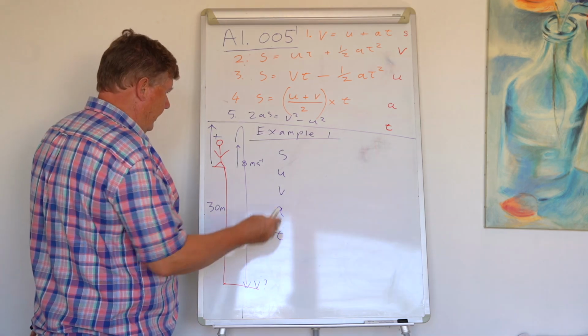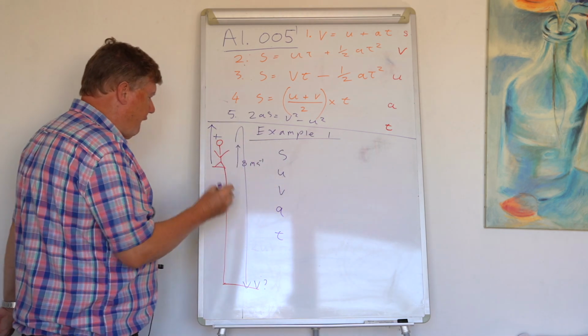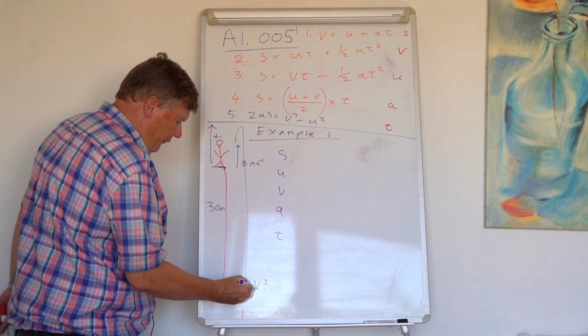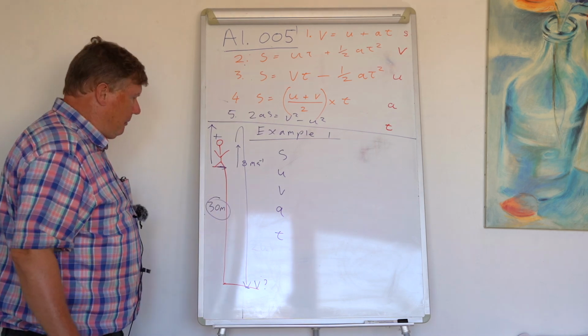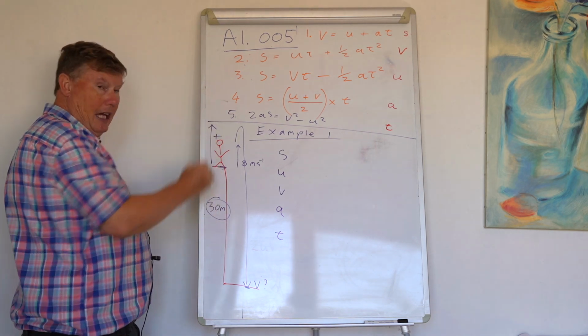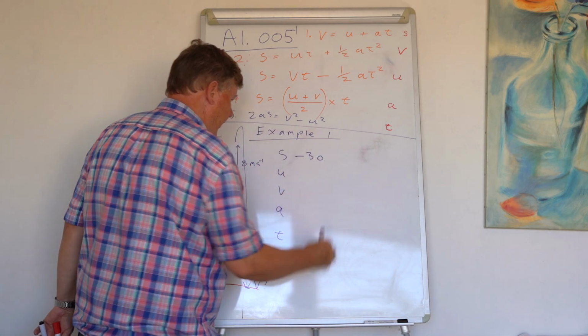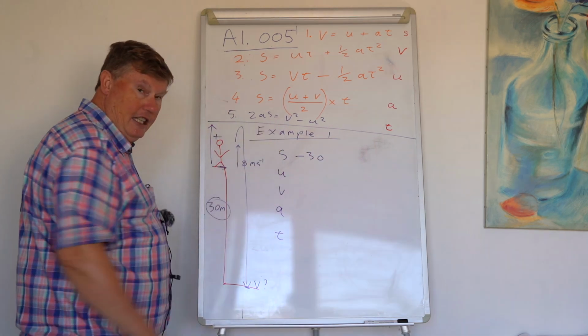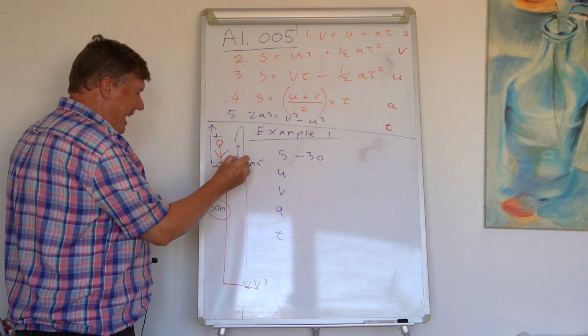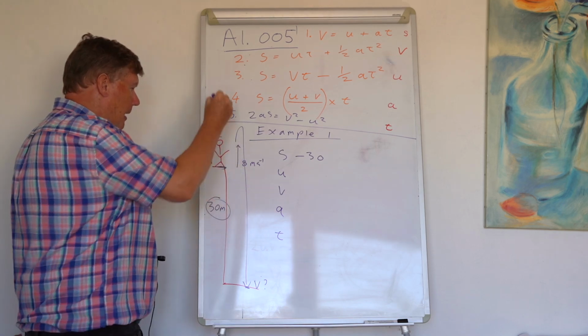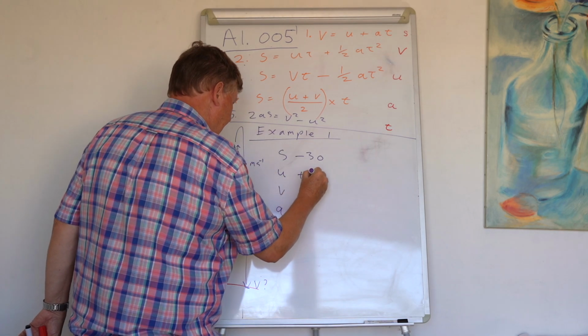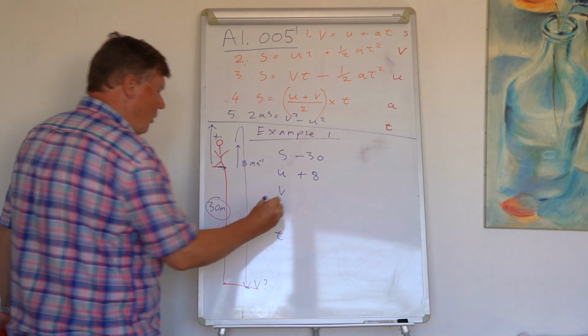So, the first thing, displacement. From here to where it finishes is 30 meters. But because I have defined up as positive, that displacement is minus 30. u, initial velocity: 8 meters per second upwards, so plus 8. v, wanted.